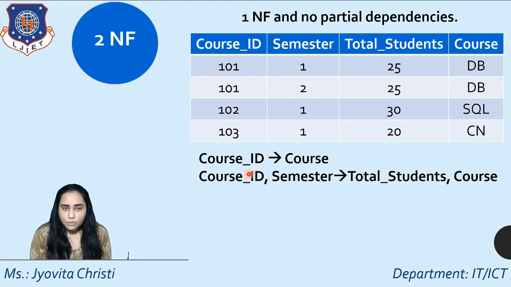And if you know about functional dependencies, then a primary key always determines everything else in the table. So that's why course ID and semester would determine total number of students and the course, because those are the only two columns left from this particular table. So in this case, you can say that course is being determined by course ID as well as semester. And course can also be determined by course ID on its own.